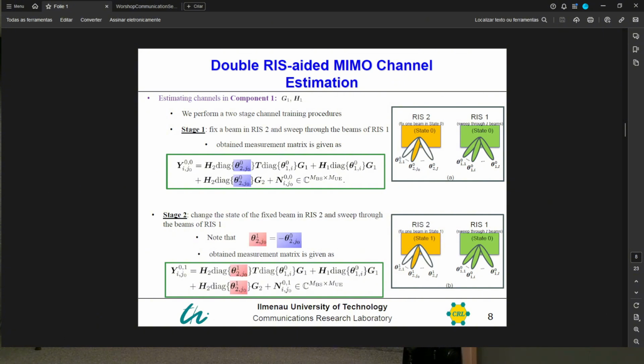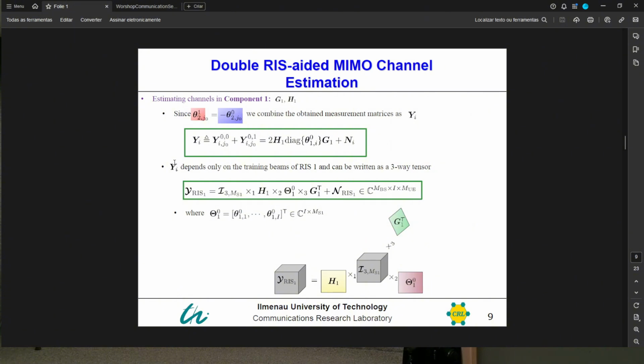As shown in this figure, RX1 still maintains the state of 0, while RX2 is changed to state 1, and then we sweep the beam. Because of the 180-degree phase shift trick that we employ, this identity holds. So the obtained measurement in this context is now Y01. Then, because of this trick, we combine the measurements, Y00 plus Y01, and we have this measurement matrix YI.